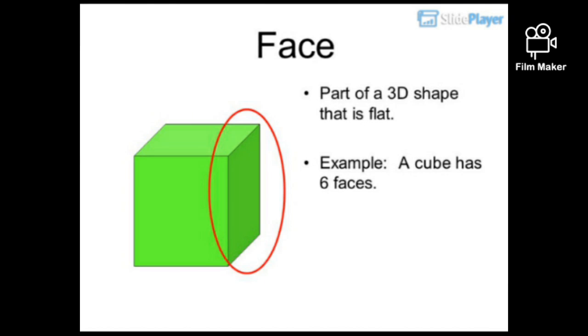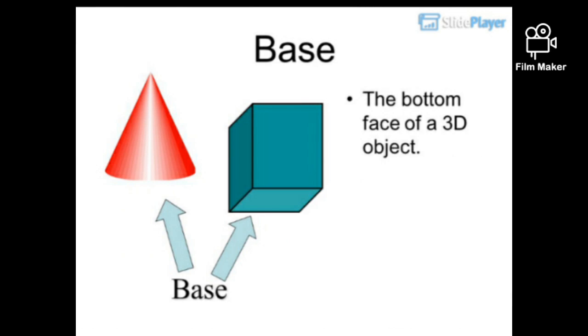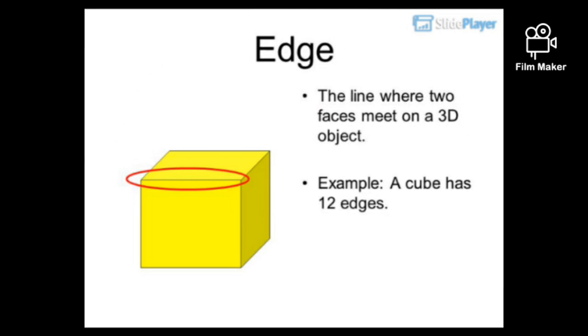The face is that part of a three-dimensional shape that is flat. Example, a cube will have 6 faces and a cuboid will also have 6 faces. The bottom face of a three-dimensional shape is called the base. That is the part that can sit on a table.